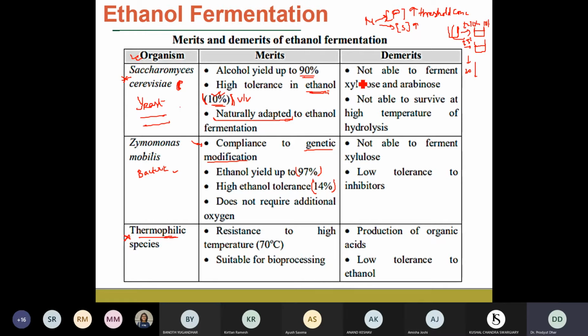If you look into the demerits, they are not able to ferment xylulose and arabinose, and they are not able to survive the high temperature of the fermentation or the hydrolysis. We'll look into what hydrolysis is and why it is important to have these xylulose and arabinose, meaning why these two sugars are there. As I talked about in the first slide, whenever we are talking about the fermentation of this type of ethanol, generally we are going to use the agricultural biomass.